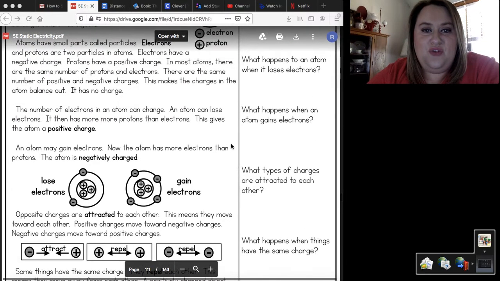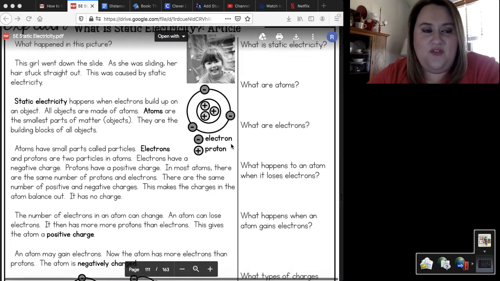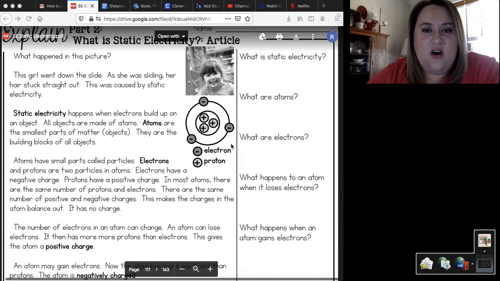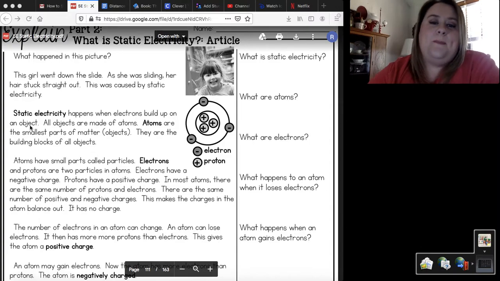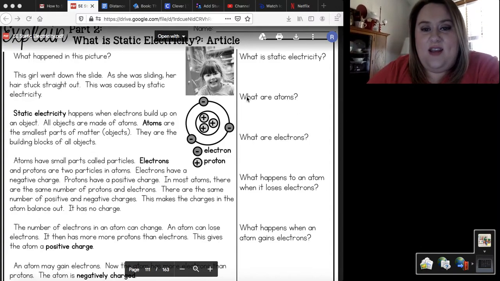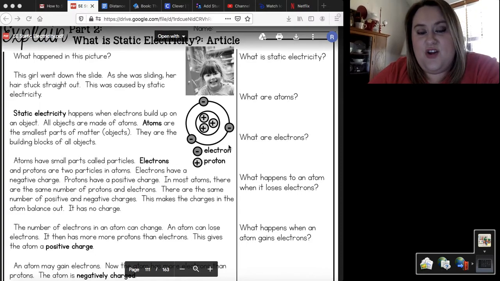So we've got a few questions here, kind of review of what we talked about. So what is static electricity? Static electricity happens when electrons build up on an object. And our atoms, what are atoms? Atoms are the smallest parts of matter. What are electrons? Electrons are your negative charges.